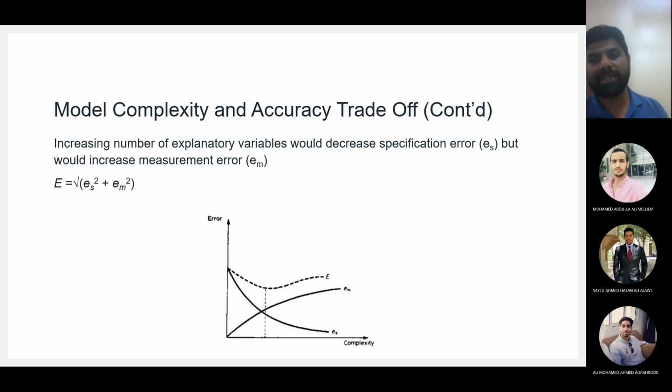So that's why we are saying there should be a trade-off between these two things. You try to make the model more complex so that you can increase the accuracy, but not so much that you increase the measurement error and the overall error is now high. So you need to find this optimum value, and this optimum value will be when the number of parameters is at the optimum level.